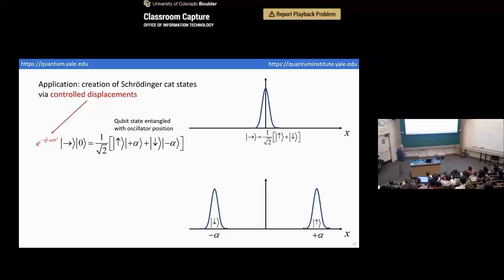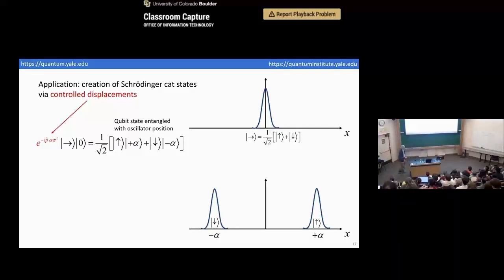So we started with, I just showed you, we start with the cavity in the vacuum. We put the qubit in x. We apply this z conditional displacement, and we end up with this entangled state. How do we disentangle the qubit from the cavity? Okay, so here it is. Here's the entangled state. So how could I fix that?